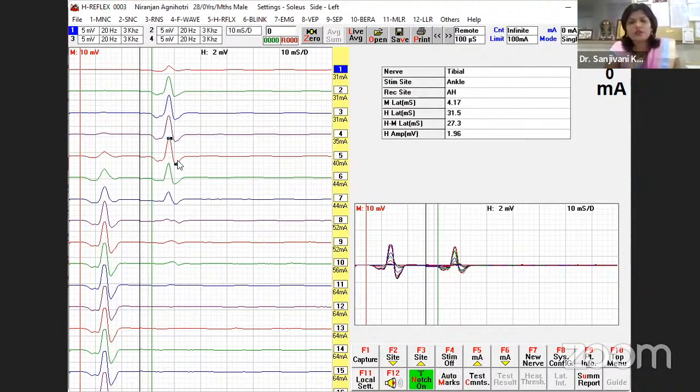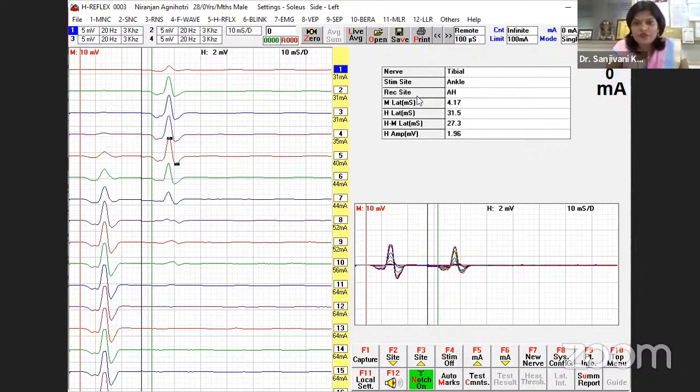Otherwise, we can just check your amplitude and latency. If you are able to see, the H latency is 31.5 and the M latency is 4.17. But the most important here are the amplitude and latency of H. Next, we will go for a presentation.